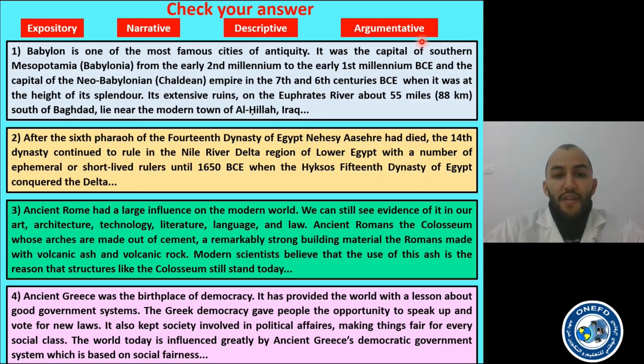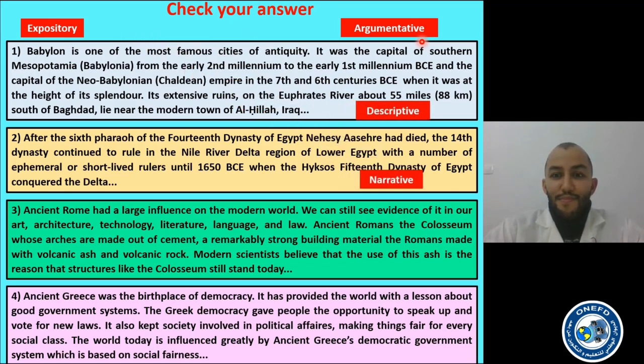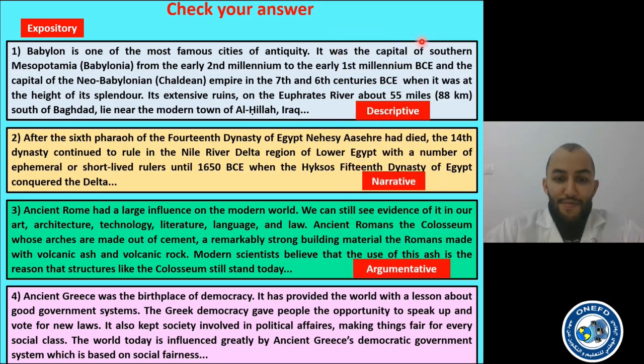Now let's check your answers. The first one is descriptive, right? The second one, narrative. The third one, argumentative. And the fourth one is expository. All right, well done. Now let's see why we have chosen descriptive for this text, narrative for this text, argumentative for this text, and of course, expository for this text. Is that okay? Let's figure that out.